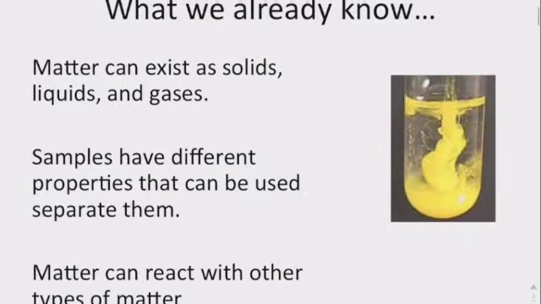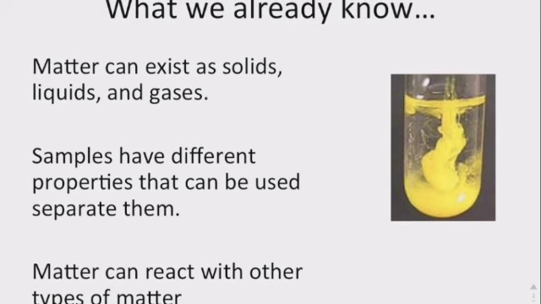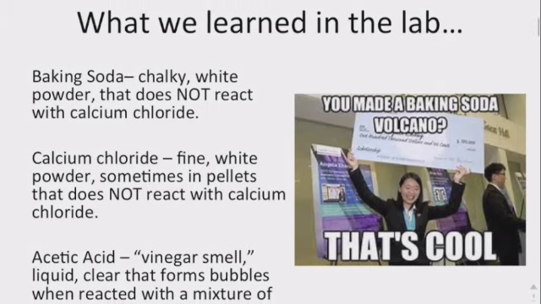What we should already know coming into this is that matter can exist as solid, liquid, and gas. There are some other states of matter, but we won't go into too much detail on those. Samples have different properties that can be used to separate them, and matter can react with other types of matter. These are all things that we should know coming in from around 8th grade.